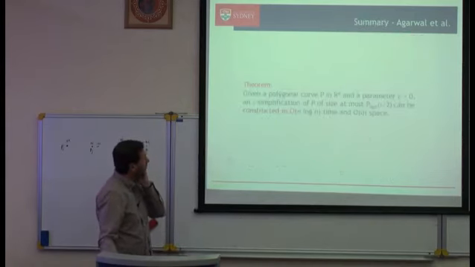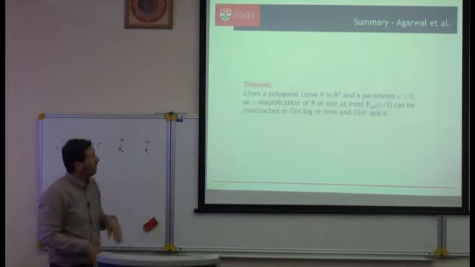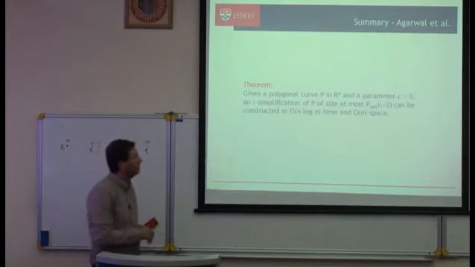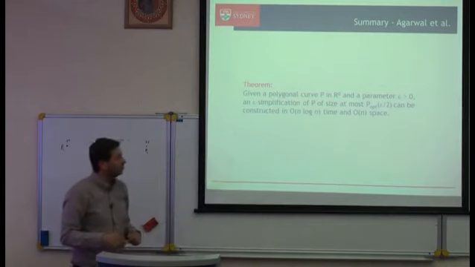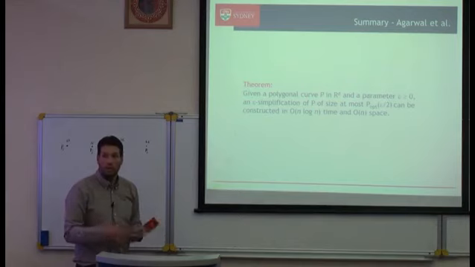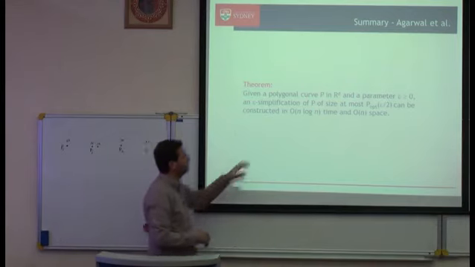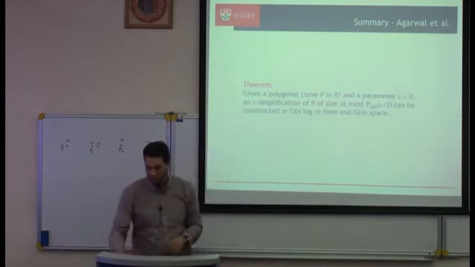Good. So given a polygonal curve, and this works in any dimension, and a parameter epsilon, an epsilon simplification of P of size at most the optimal epsilon divided by 2 simplification can be constructed in n log n time using n space.